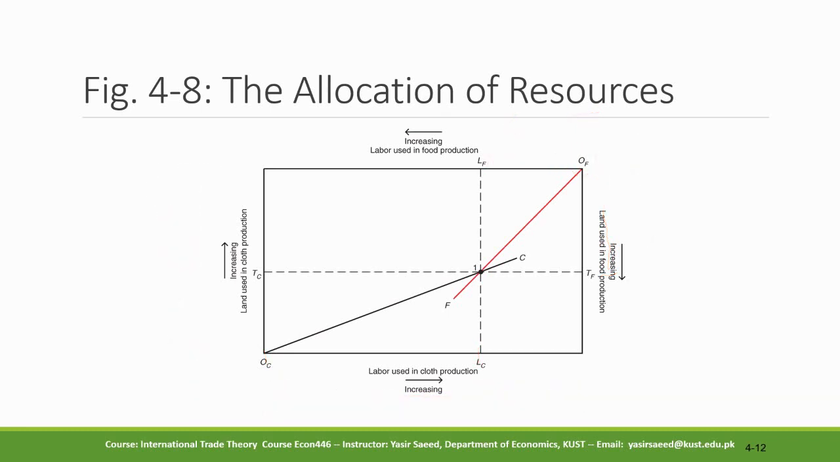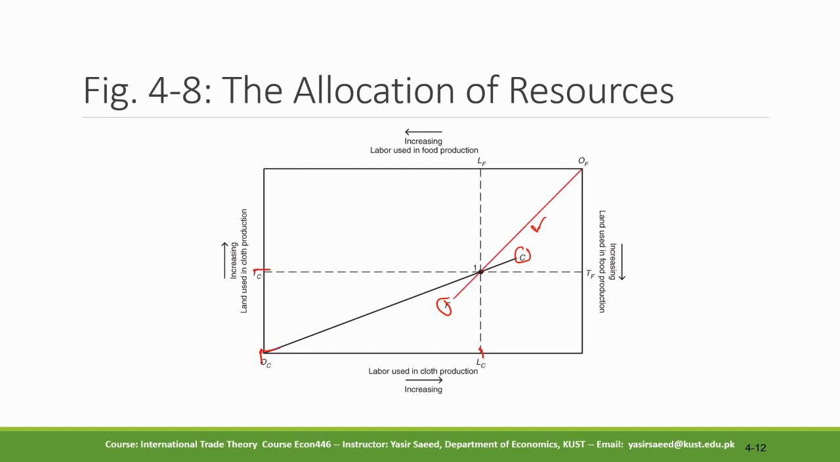Let's talk about the overall allocation of these resources. You see we have line C for cloth sector and line F for food sector. Point one is the equilibrium point where both these lines intersect each other. This point decides how much of the resources have been allocated in each sector. So this is an equilibrium point, which has total LC labor, from OC to LC, this amount of labor being allocated for cloth production.